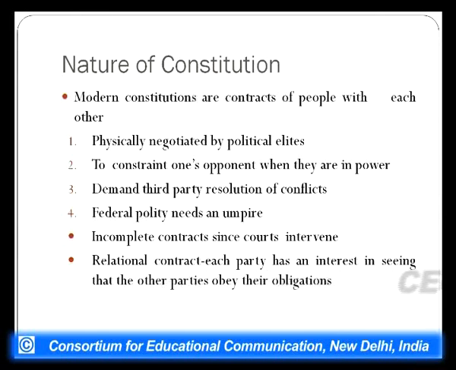Now, what is this contract? If we look at the nature of this contract, it is an incomplete contract because there are certain provisions of this contract which have been listed, but the moment there is a failure to abide by the contract, then the intervention is by a third party or the court. So this is an incomplete contract. The second thing about this contract is that it is a relational contract, that each party has an interest in seeing that the other parties obey their obligation. That is, government and people have rights, but they also have certain duties. So it is a relational contract that if you have rights, you have certain duties, and this is what is always being watched in this contract.